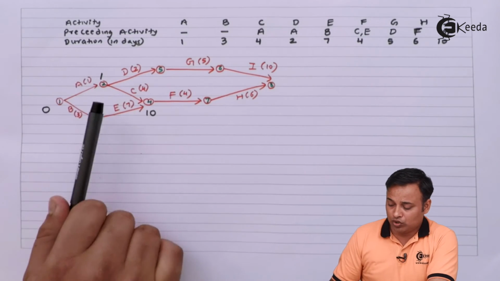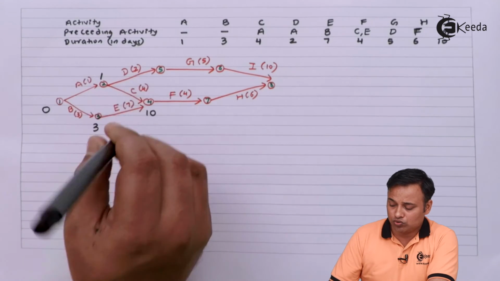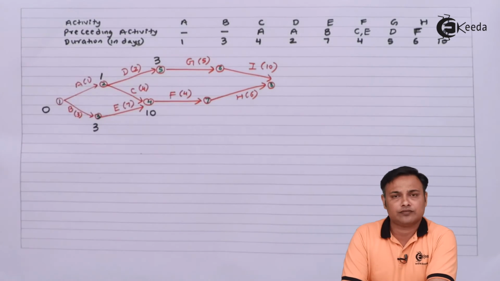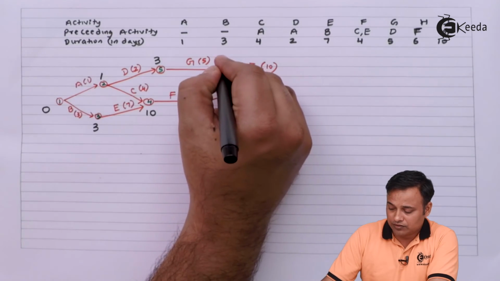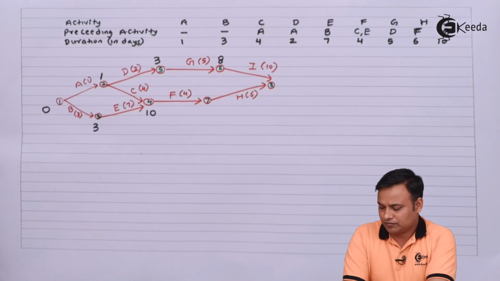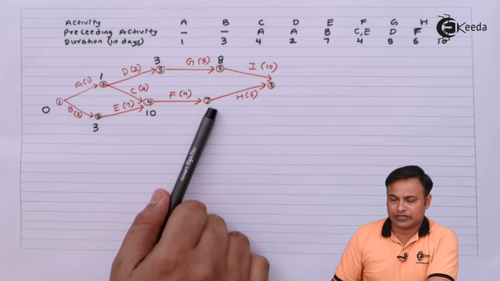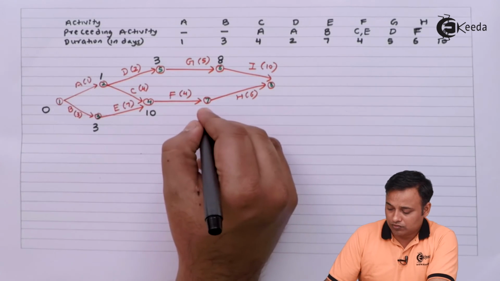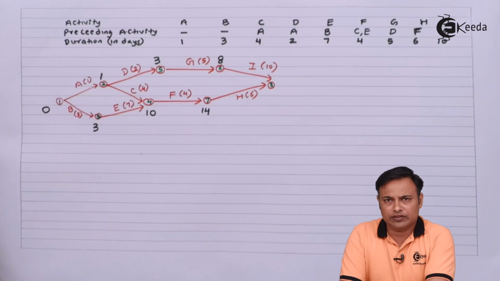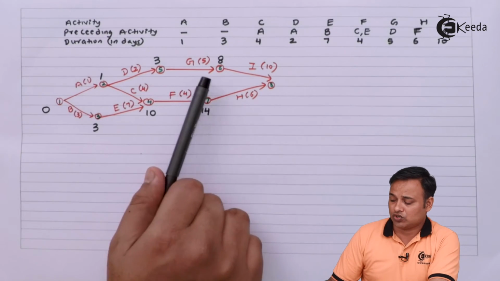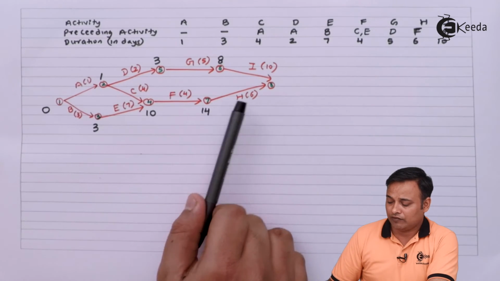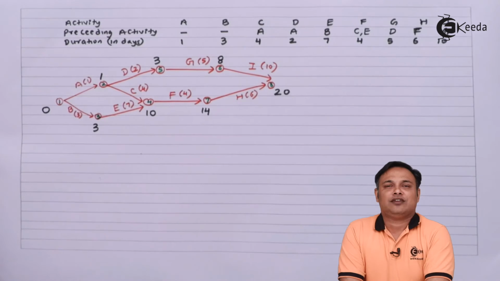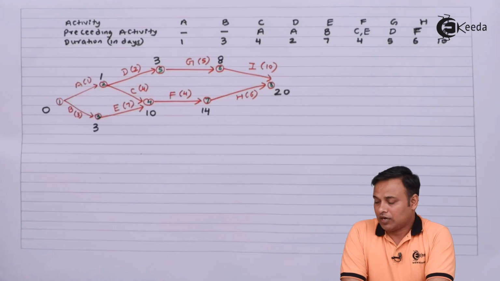On the upper side, it will be 2 to 5, 1 plus 2, 3. From 5 to 6, it will be 3 plus 5, 8. From 4 to 7, it will be 10 plus 4, 14. And at the end, I can come from 6 to 8, that is 8 plus 10, 18, or 7 to 8, 14 plus 6, 20. So whichever is more comes to 20.